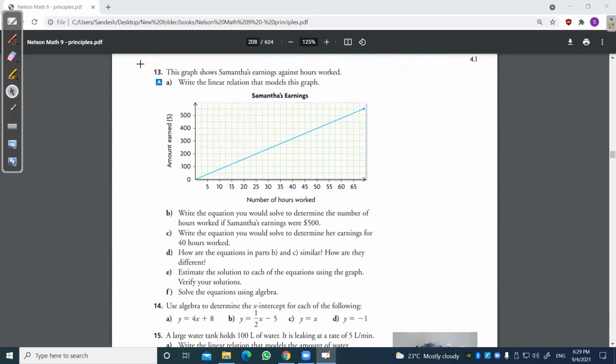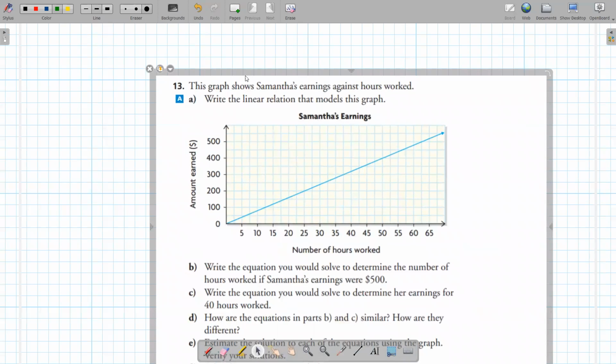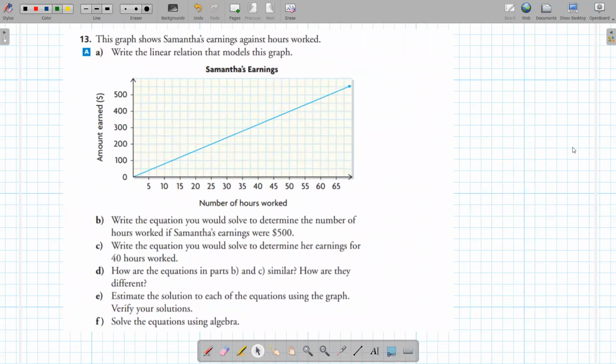Now they've already given us a graph. How do we work backwards? They've given us this graph. How do we find what the equation is?